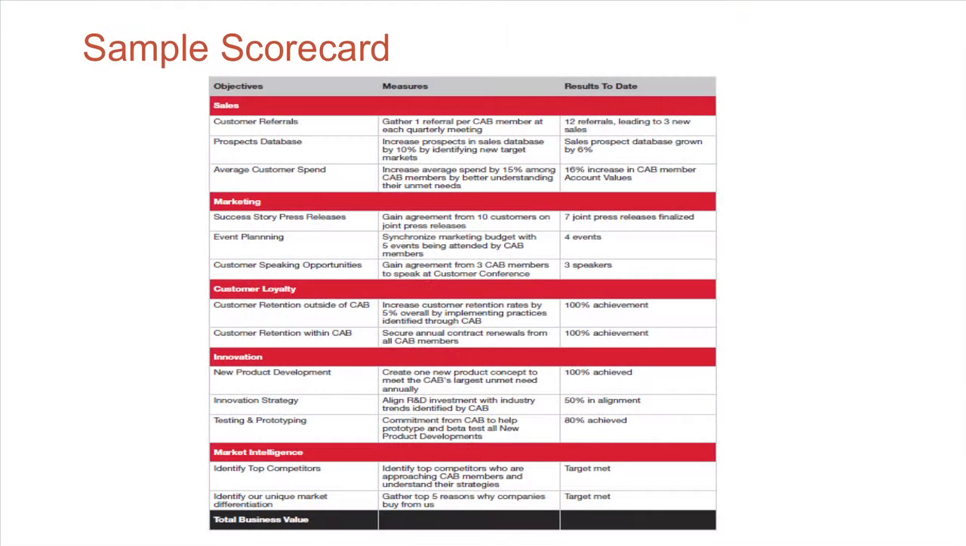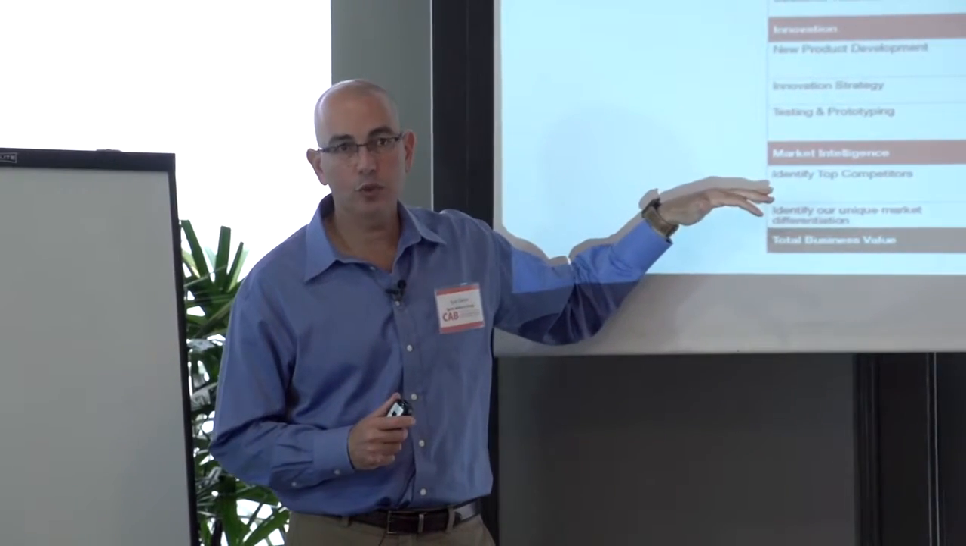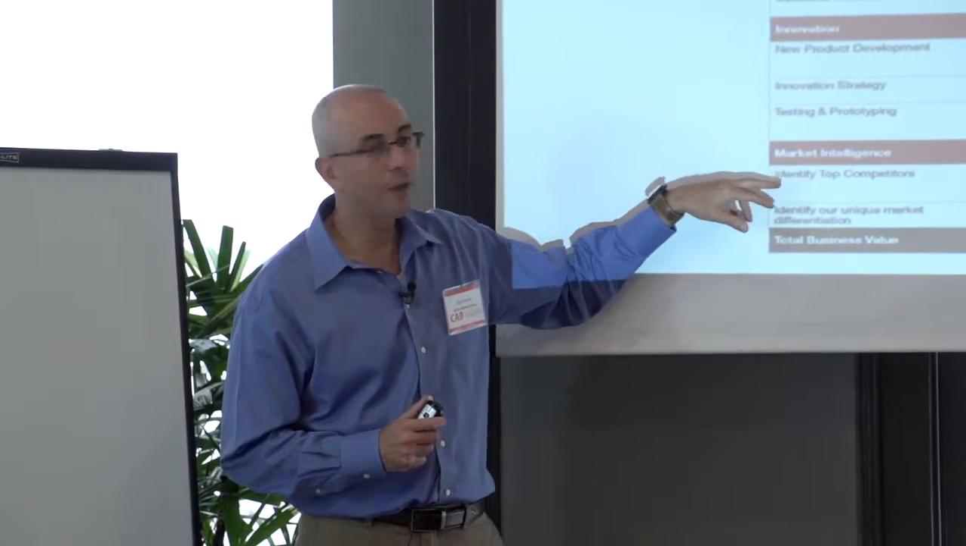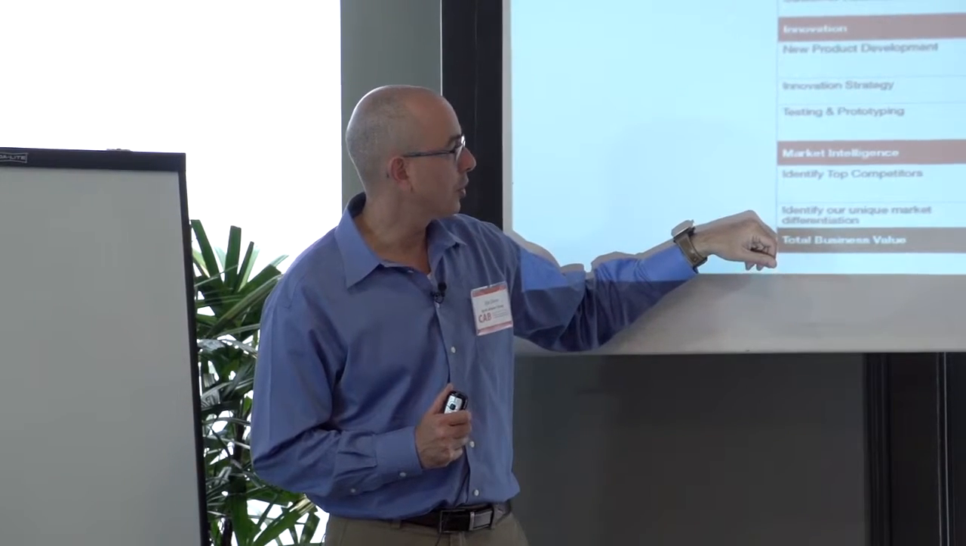Let's talk about some of the impact that advisory boards have. That's on page 21 of the manual. What we shared with you is an actual scorecard that was developed for one of our clients. As you can see, it goes by functional areas: sales, marketing, customer loyalty, innovation, and market intelligence. When you create a scorecard like that, you need to have specific goals in mind. For example, identify our unique market differentiation.